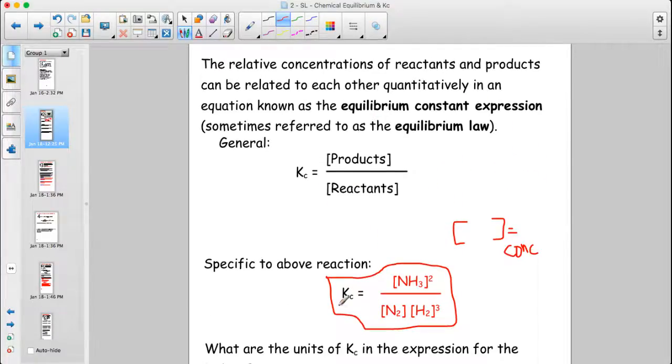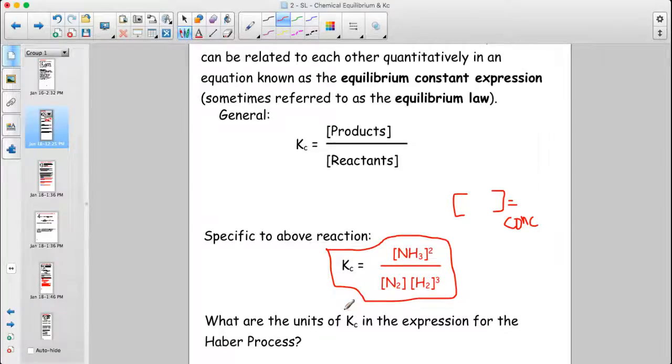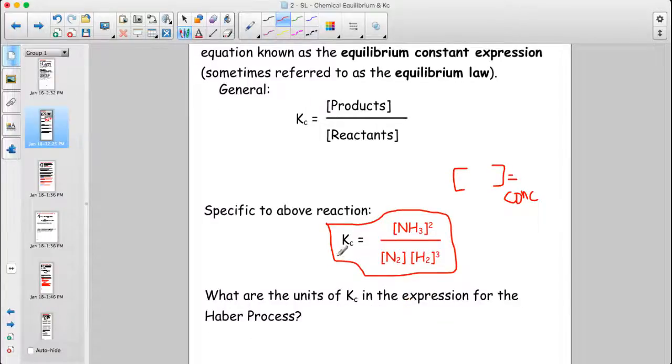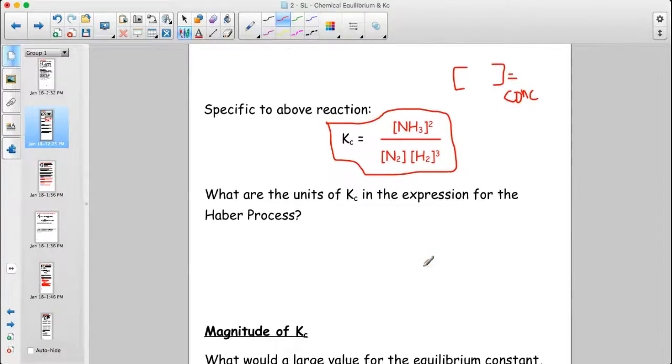Now, to actually determine the Kc value, we would need to plug in numeric, quantitative concentrations at equilibrium. So equilibrium constant expression, and then the value of Kc is determined by plugging in actual concentration numbers into these spots in the equation when the system is at equilibrium.